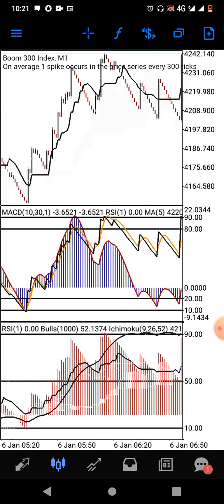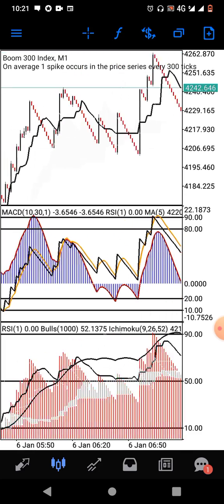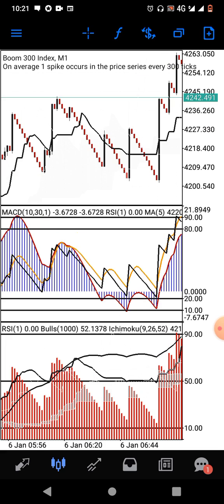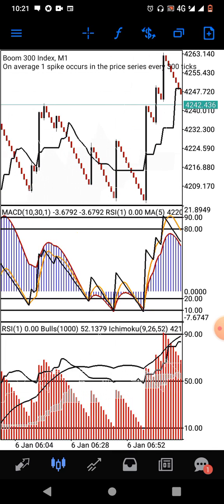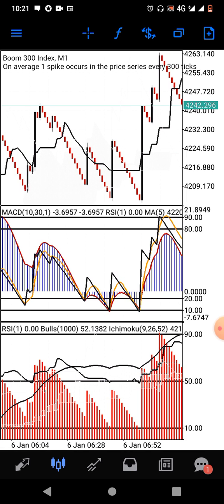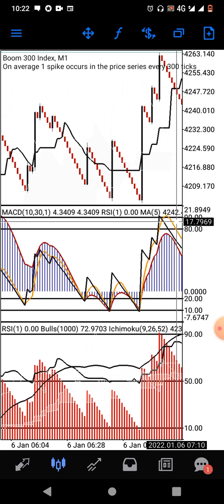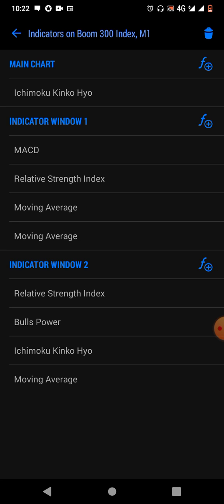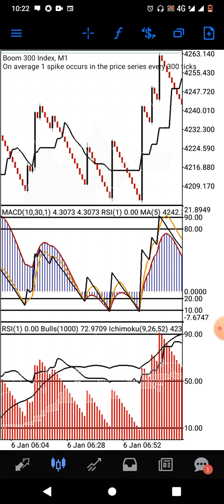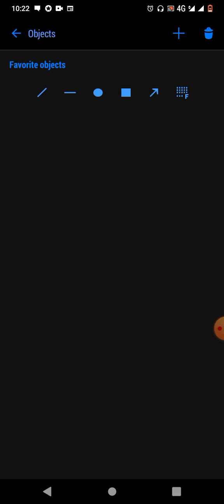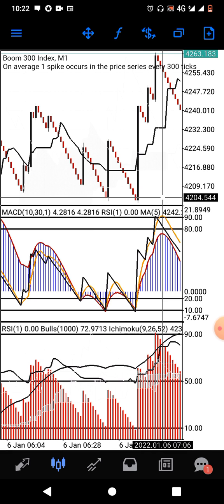If we push to this other side, you can actually see now and again that our parameters are touching the sell zone. Since they are touching the sell zone, what are you going to be looking for? You're going to be looking for the crossover of the Ichimoku on the main chart.